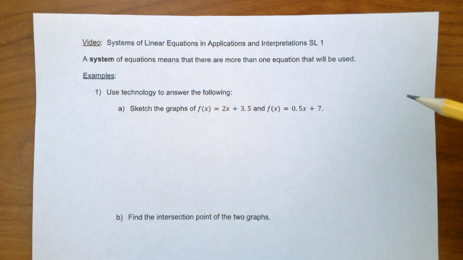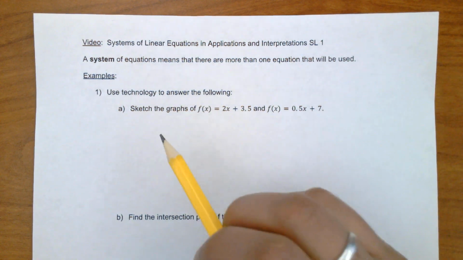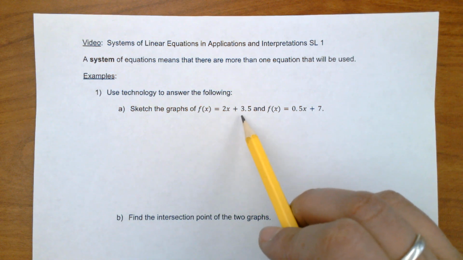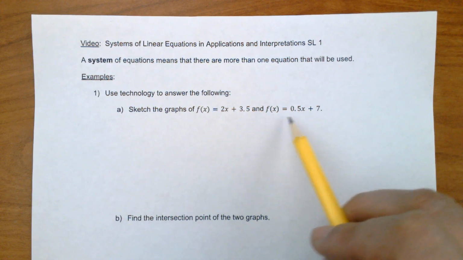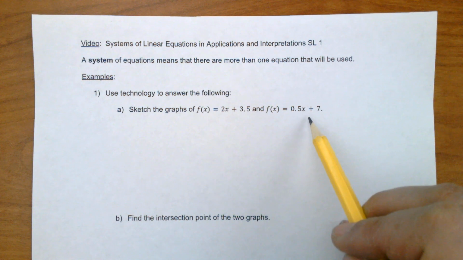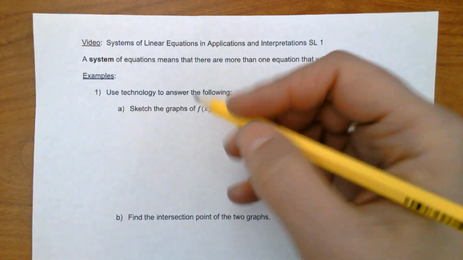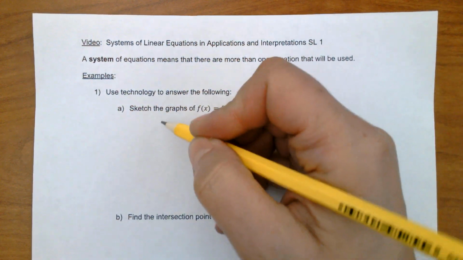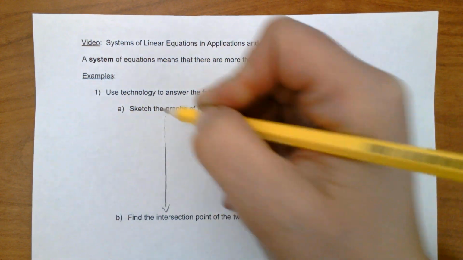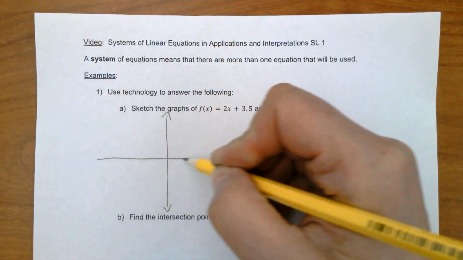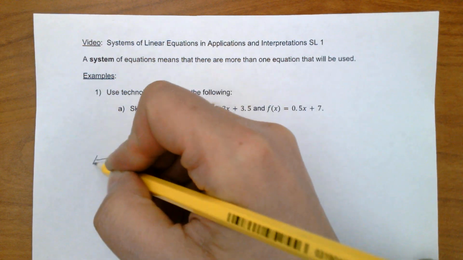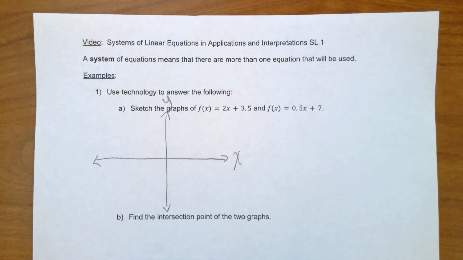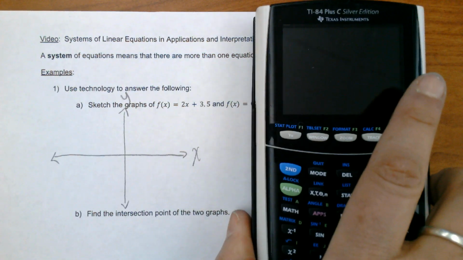Number one, use technology to answer the following. First, we have to sketch the graphs of f of x equals 2x plus 3.5 and f of x equals 0.5x plus 7. So remember, when we sketch the graphs, we don't need to be perfect. This is just an overall picture of what the graphs look like on the calculator, especially because they say using technology.